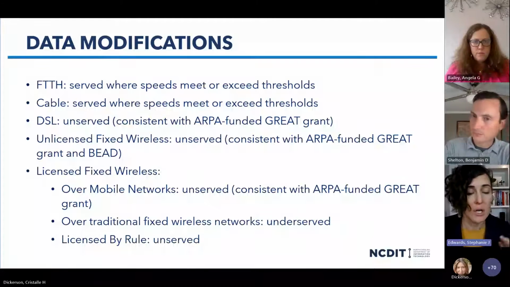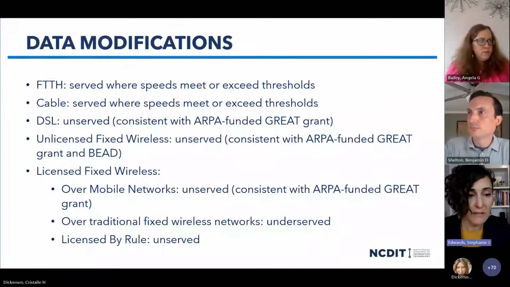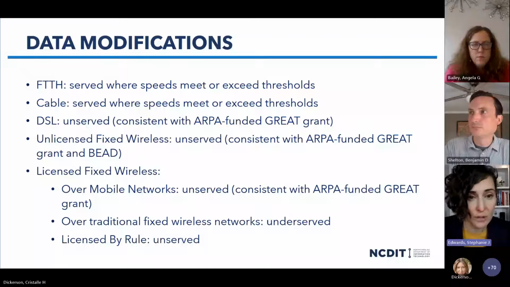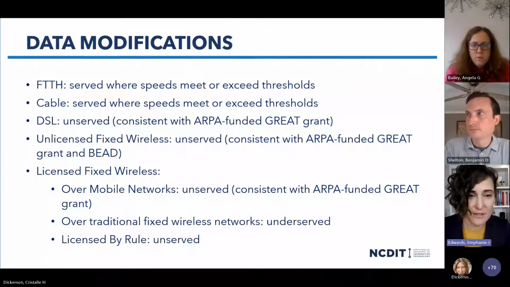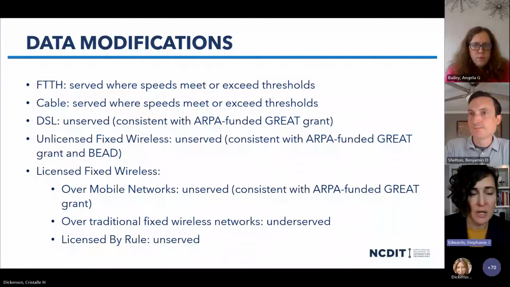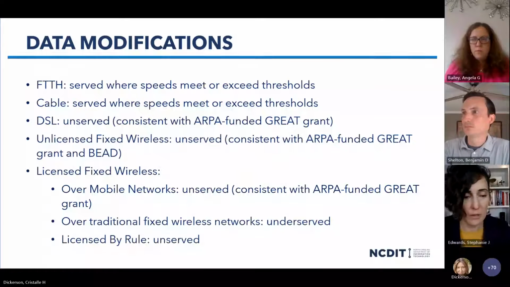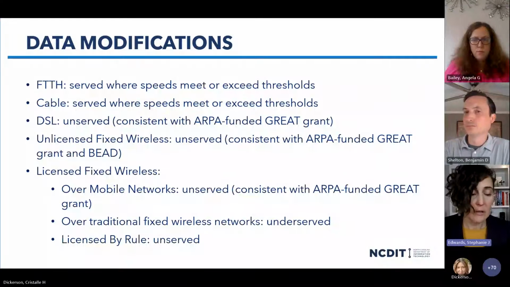Likewise, cable wireline infrastructure locations that have that access will qualify as served where those speeds and performance meet the thresholds. DSL served locations will still be unserved in the data, consistent with earlier rounds of ARPA funded work. And unlicensed fixed wireless will also still be unserved and therefore eligible for additional funding. In the category of licensed fixed wireless, there's a newcomer into the data sets that we're receiving, which is licensed fixed wireless delivered over mobile networks. That is still going to be handled as unserved, reserving the opportunity for additional funding for those locations. And over traditional licensed fixed wireless networks, you'll see the same thing in this particular round of the program.